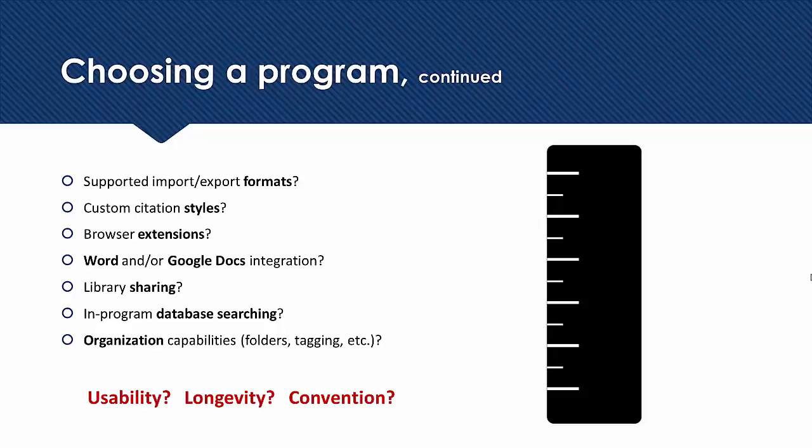And finally, you'll want to consider what the convention is in your discipline. Make sure that you are not the outlier in terms of your citation management program. If everyone in your discipline uses Mendeley, it's probably easy for you to join them. This will allow you to easily share citation libraries with fellow graduate students, with colleagues, and with faculty, saving work for all of you.